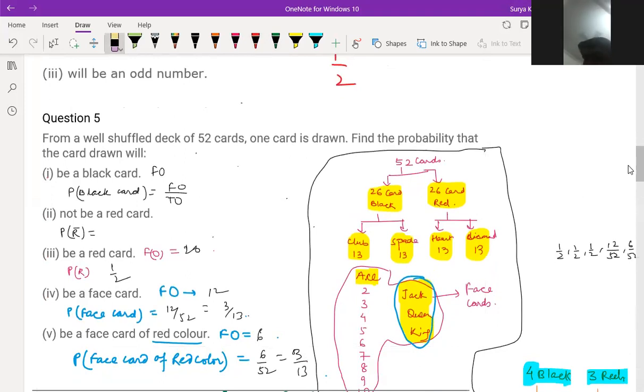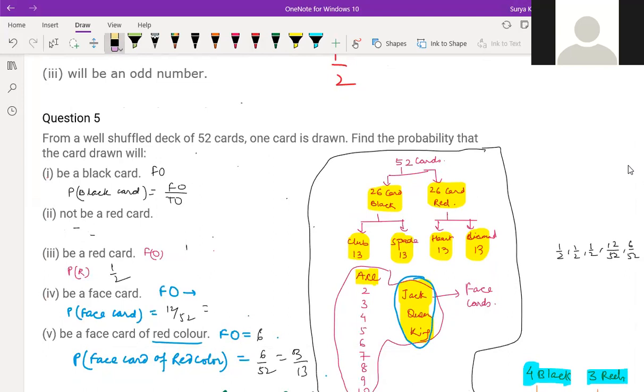Okay, now all of you do this question, children. Question number 5. Don't hurry, do it slowly. Do it correctly, but do slowly. Okay, sir.